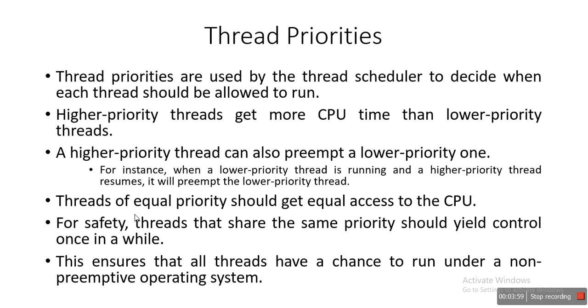Now, threads of equal priority get equal access to the CPU. As I already said, threads of equal priority means normal priority. They should always get equal access time to the CPU. If you don't assign any priorities to threads, basically every thread has equal priority, which is normal priority. And depending on their priority or execution time, the threads get allocated the CPU time.